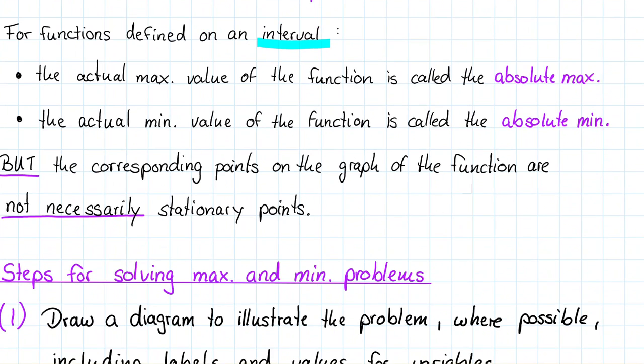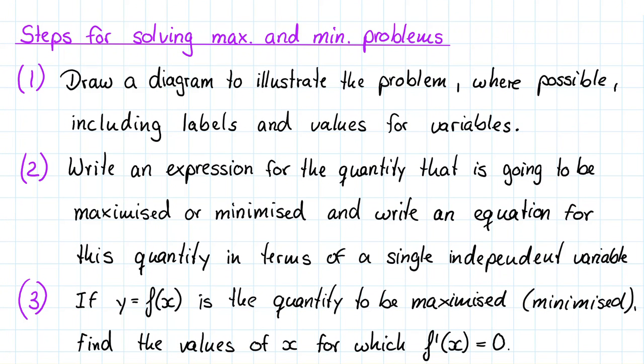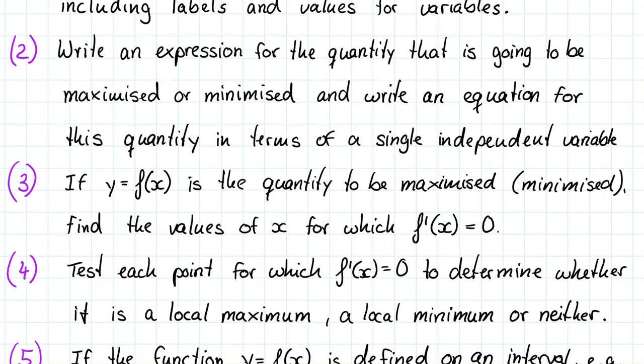So first, when you have a problem, I'd recommend to draw a diagram. Illustrate the problem where possible, label it and find the values for the variable. Second step, write an expression for the quantity that is going to be maximized or minimized, means write an equation for this quantity and write it in terms of a single independent variable. Once that's done, you can find the first derivative of that function and say it's 0. Solve the equation and you're going to find the stationary points.